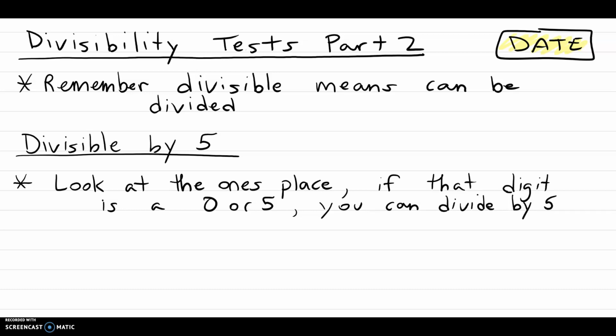So let's consider 25. You can do 25 divided by 5, which is 5. So again, you just want to look at that ones place value. If that's a 5 or a 0, the number can be divided by 5.